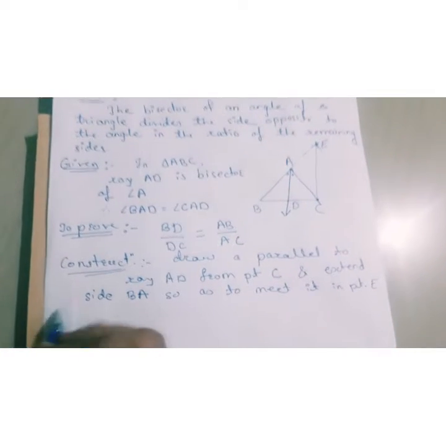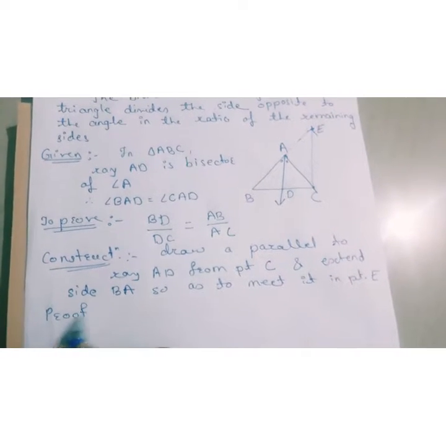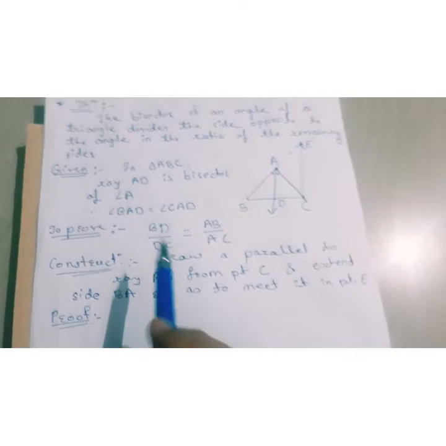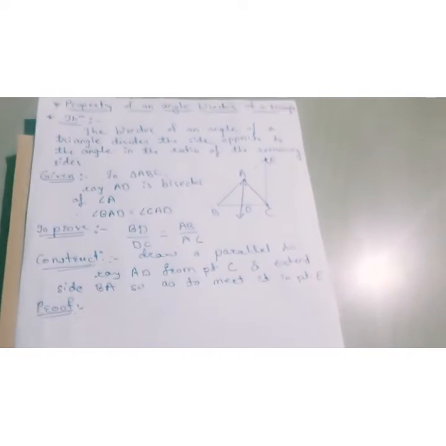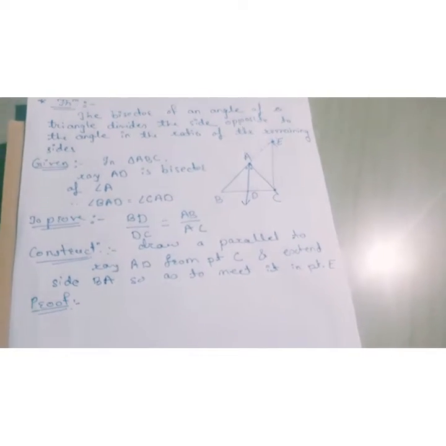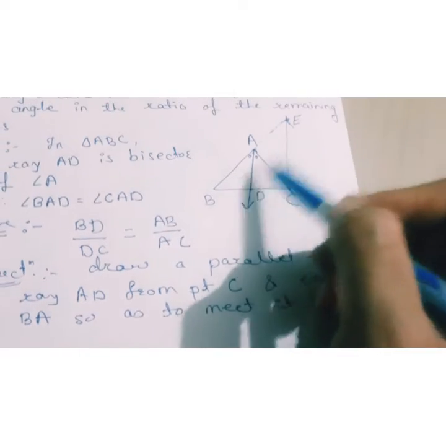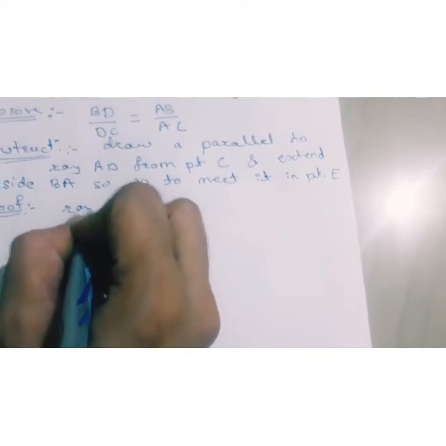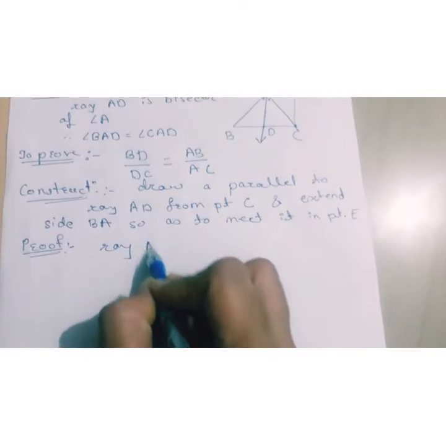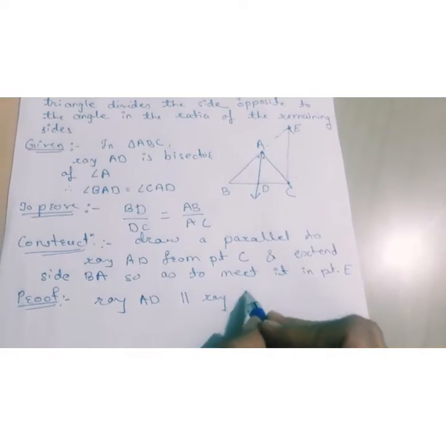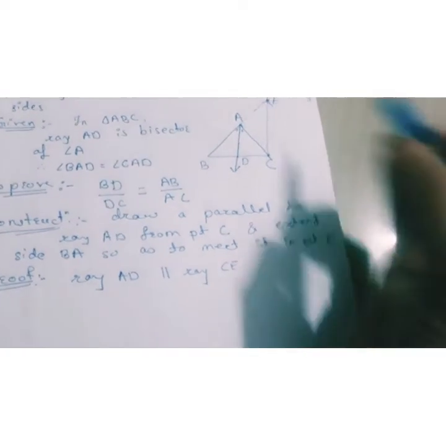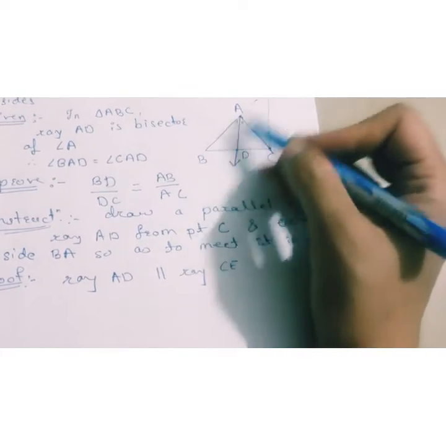Now let's start with the proof. In the proof, what do we have to show? We have to show that these two ratios are equal. Let's do this with the help of the property of a transversal. Now look here, these two are parallel. Ray AD is parallel to ray CE, and let's consider BE as a transversal.